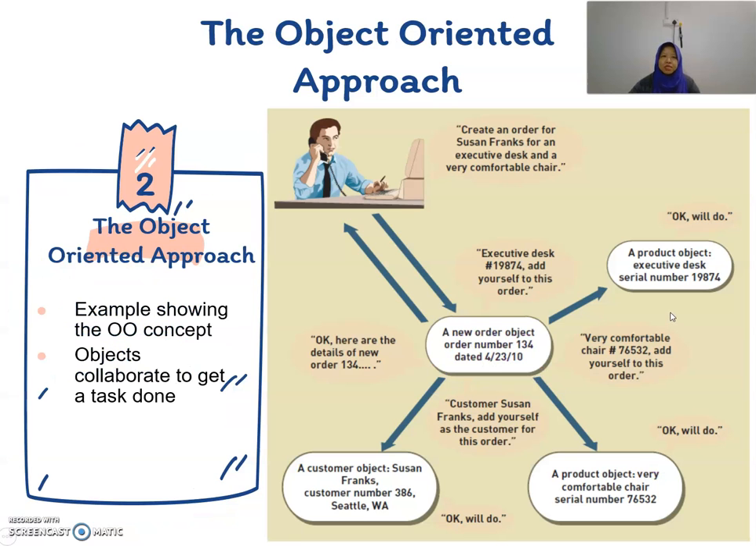So the second one is the object-oriented approach. This is an example showing the object-oriented concept. Objects collaborate to get a task done. So this is the example of the object-oriented approach. We have the clerk here, and these are the objects there. The product object, executive desk, we have the serial number, we have the new order, the customer object, and the product object.